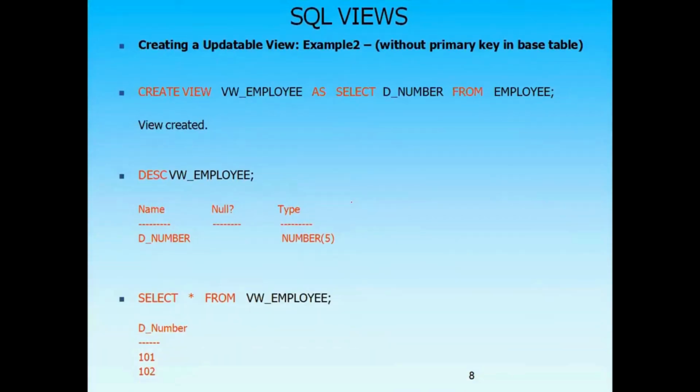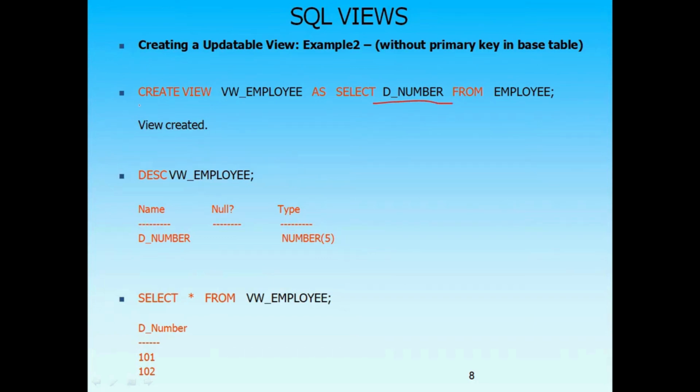Now we'll see another example of a view. As we discussed in the previous case, we took the primary key as a field in the view. Whenever we take the primary key or all the attributes that have the not null constraint, there is no problem. But if, while creating the view, you skip the primary key value of the base table, there will be a problem. What problem will be there, we will discuss here.